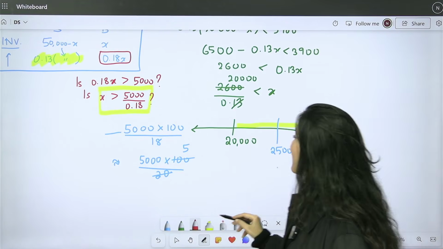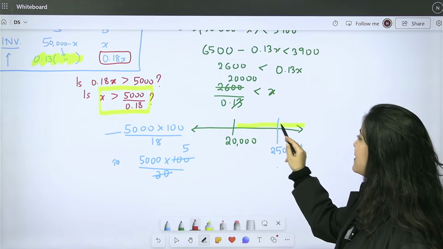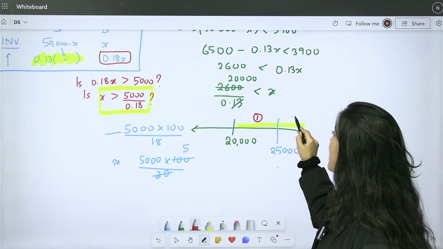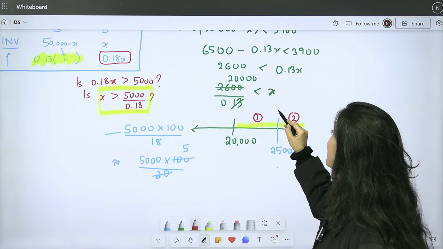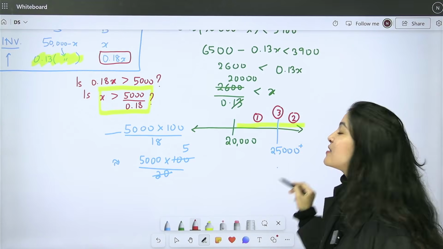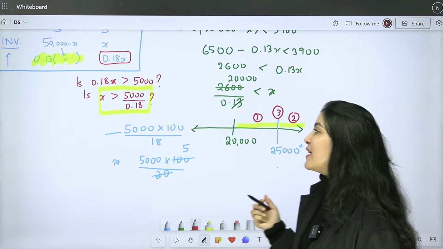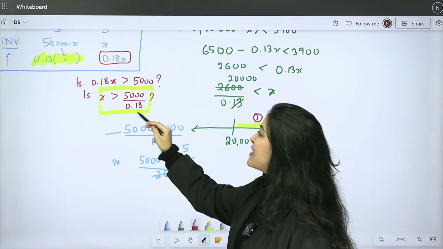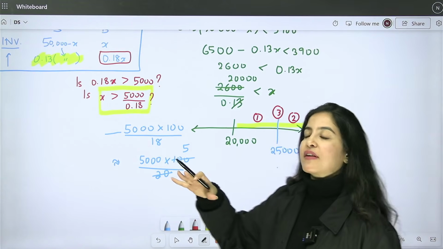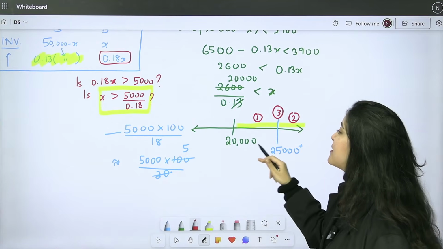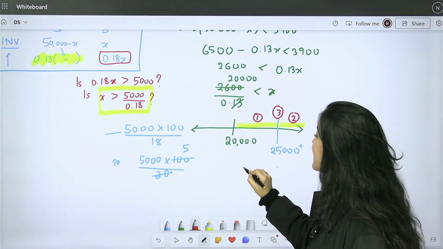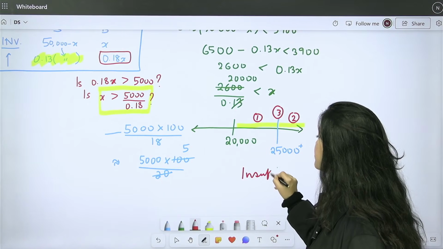And I can't tell because I know it's greater than 20,000. It's in the yellow region, but it could be here in region 1, it could be here in region 2, it could also be equal to this number, whatever this value is, right? So I don't have enough information to compare my x with this number, which is about 25,000, using just the fact that it is greater than 20. That's it. So this means my second statement here is insufficient alone.